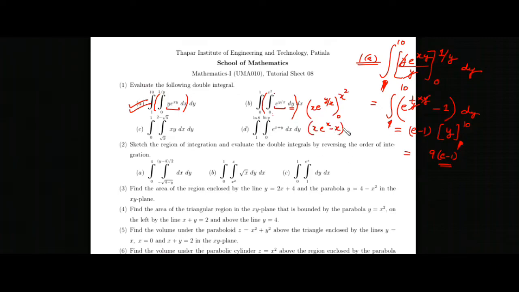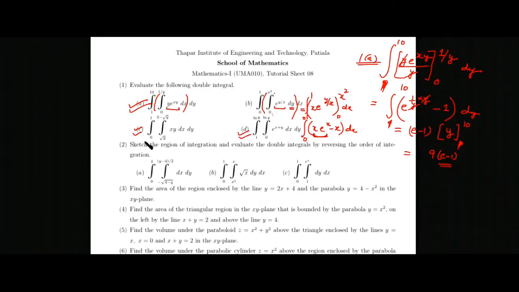Right? So now you integrate this function with respect to x, and then you substitute the limits. So here you will apply integration by parts. Similarly part C and similarly part D.